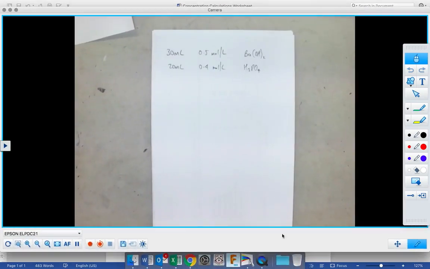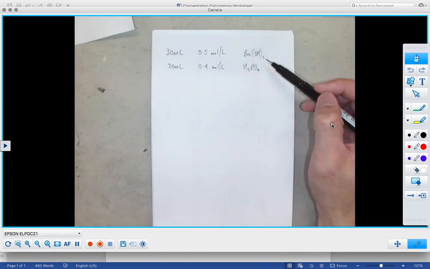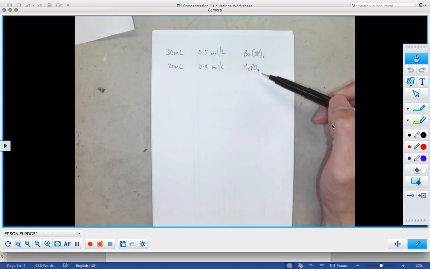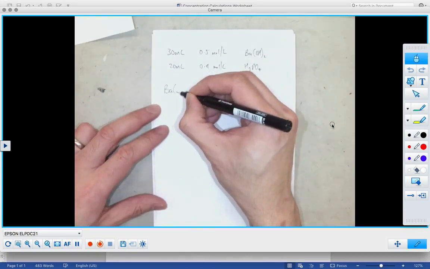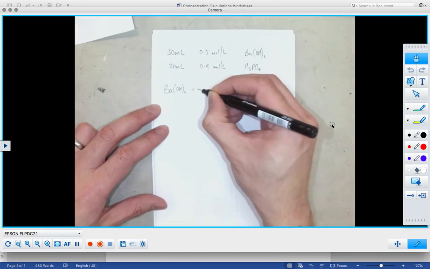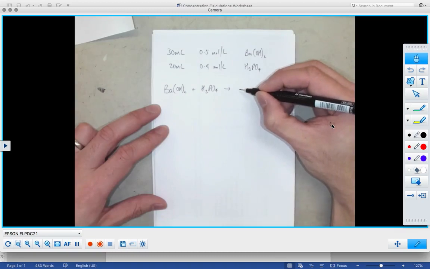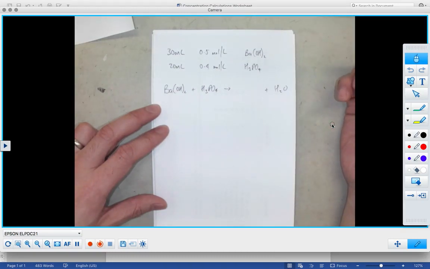Let's have a look at the question. I have 30 mL of 0.5 mole per liter barium hydroxide and 20 mL of 0.4 mole per liter phosphoric acid. The question said that when you add these two together, you make barium phosphate and water. What is the formula for barium phosphate?